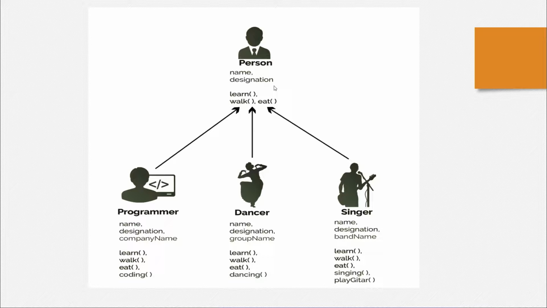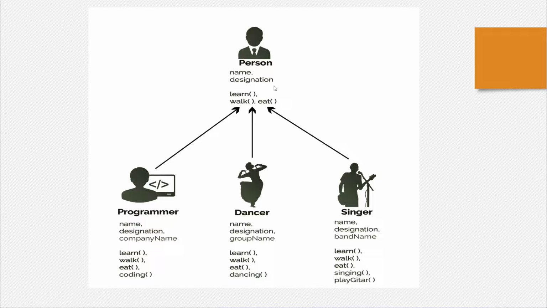So there is a person. Now there are programmers, dancers, singers, there are many designations. A programmer will have a name and designation, but maybe a programmer works in a company, so he will have a company name. That is his own feature. A programmer can also learn, walk and eat, but he can do coding also, as we do.